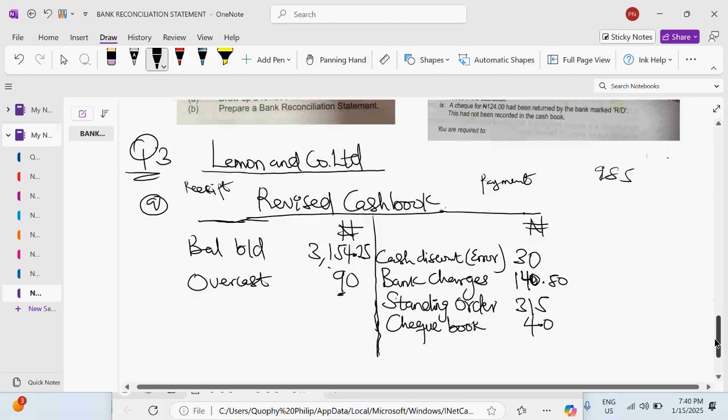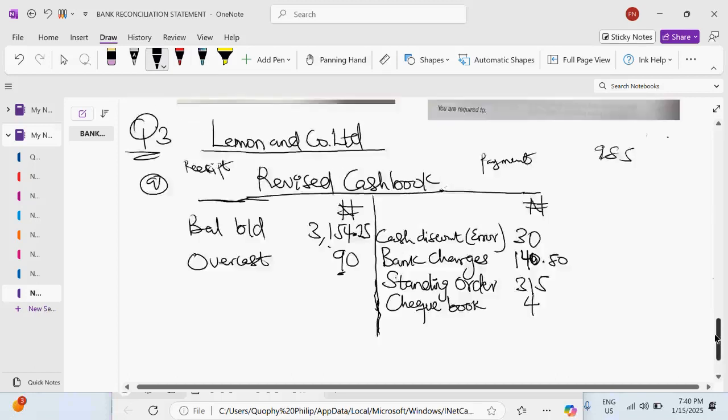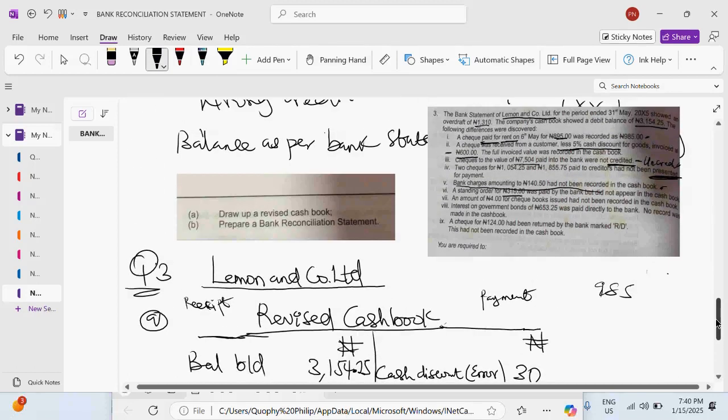Bank reconciliation statement is too easy. It's too easy. 4 cedis. All right. And what else?